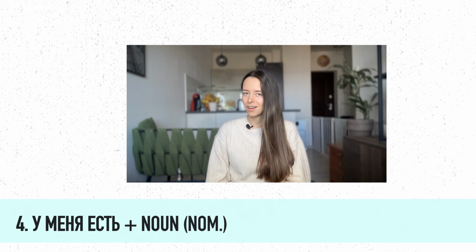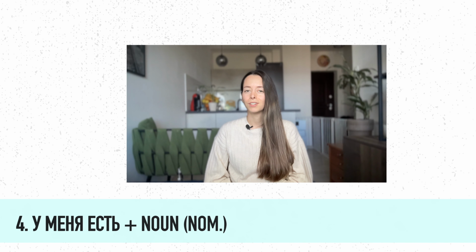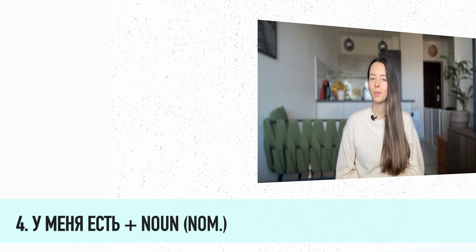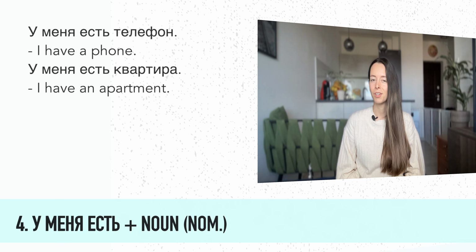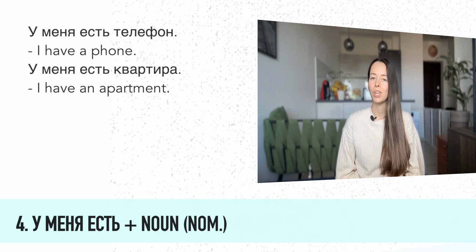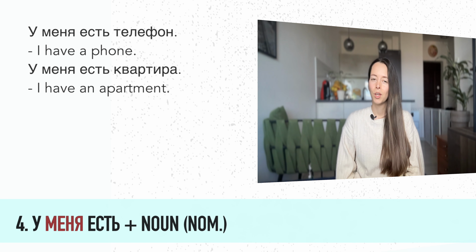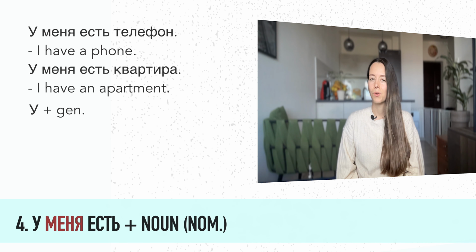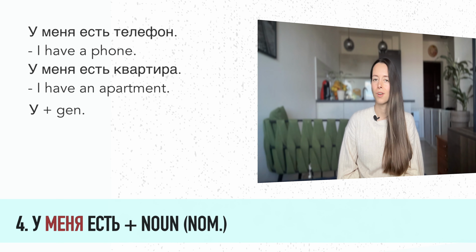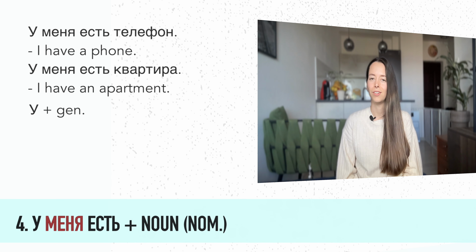Formula number 4 is У меня есть plus noun. The noun here is in the nominative case, and the nominative case is the base form of the nouns, which is listed in dictionaries. For example, у меня есть телефон. I have a phone. У меня есть квартира. I have an apartment. Now here we can also change the personal pronoun in the genitive case, and that's the small word меня. У is a preposition which requires the use of the genitive case. So after у, we'll always have a pronoun, noun, or adjective in the genitive case. In this case, we have a personal pronoun in the genitive case.